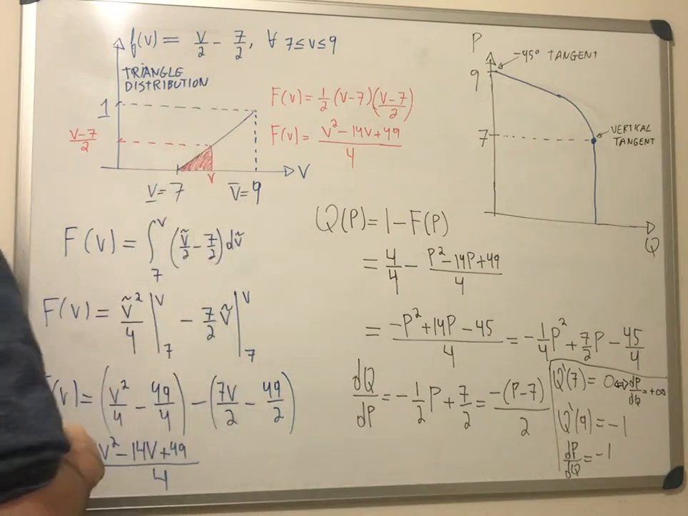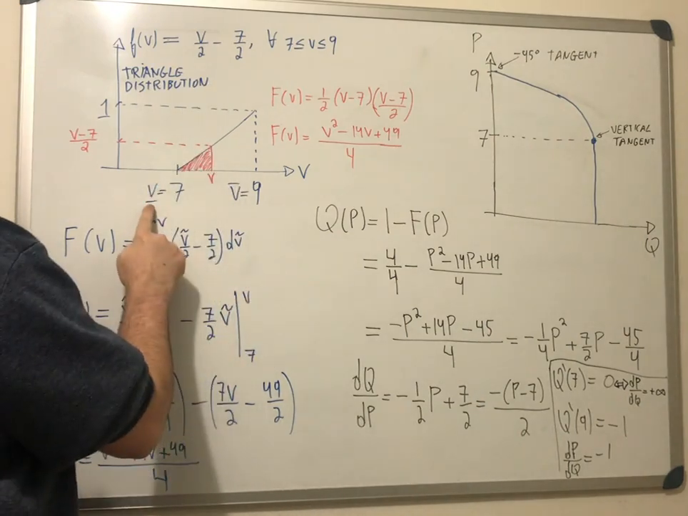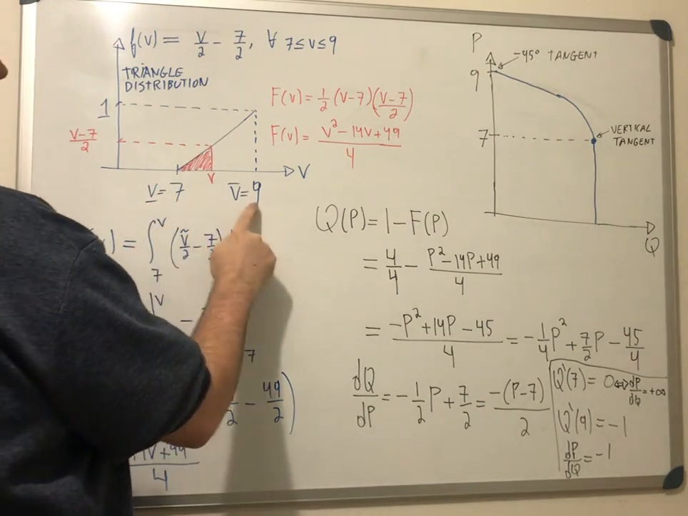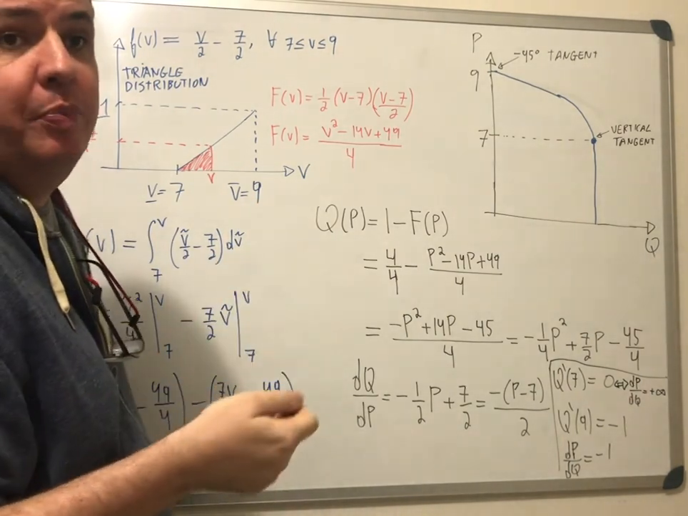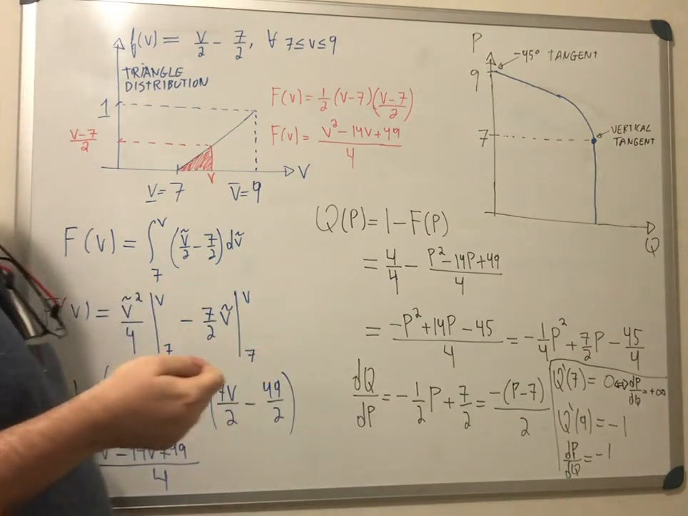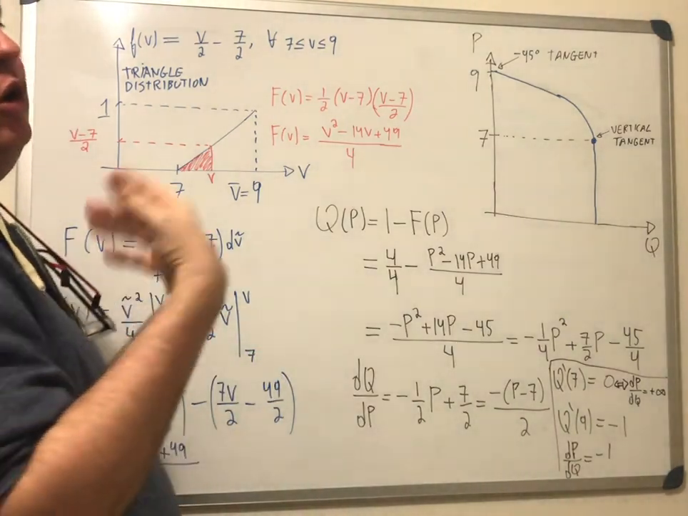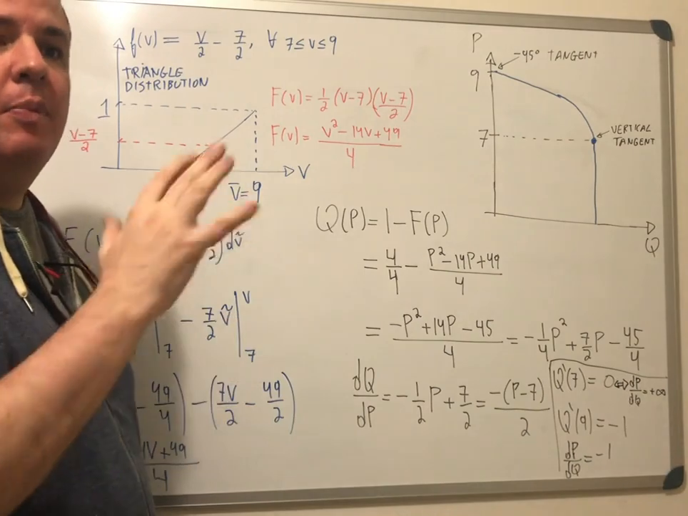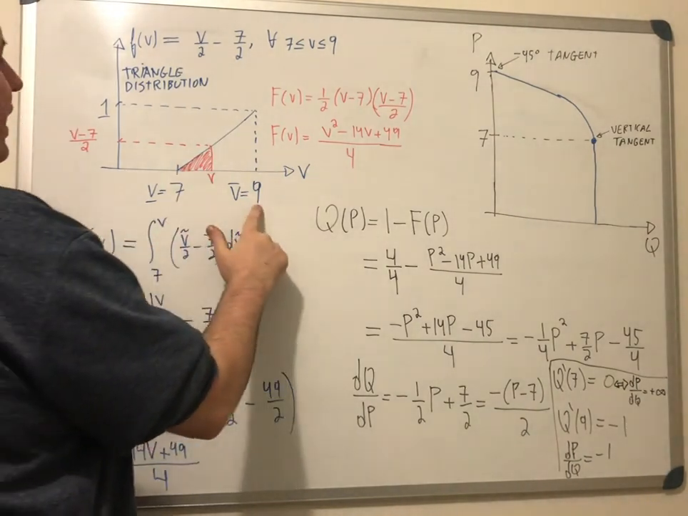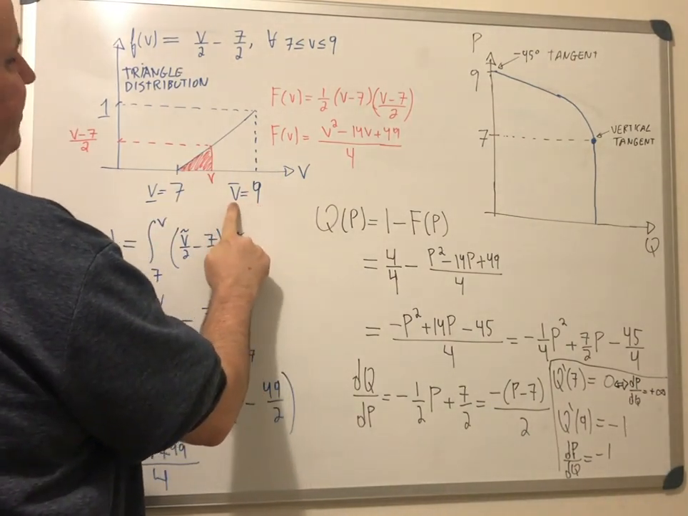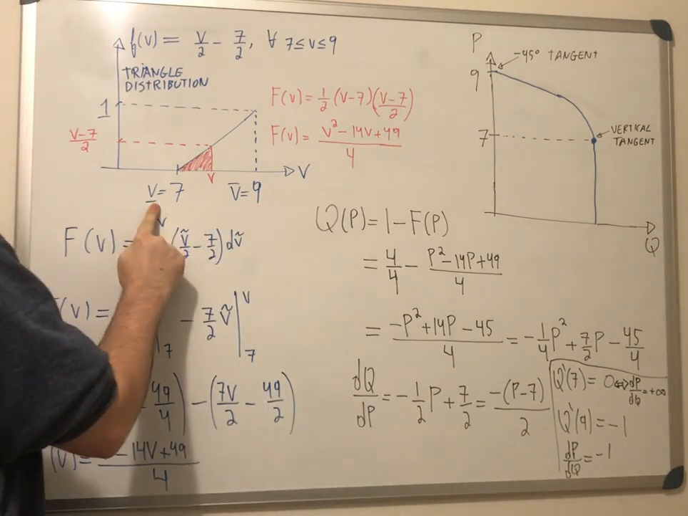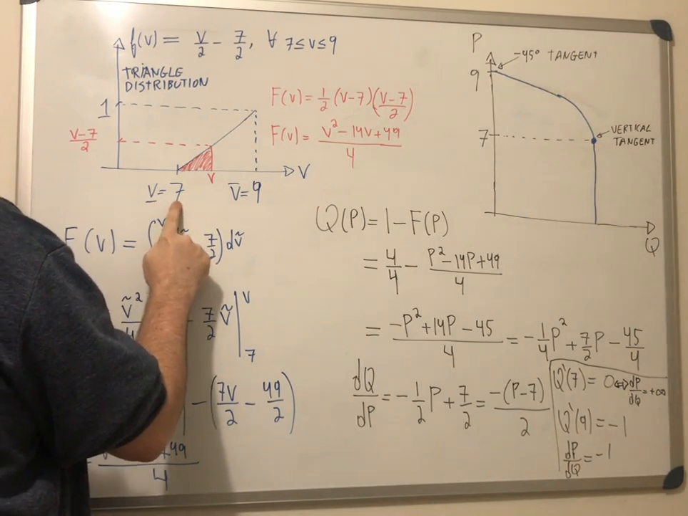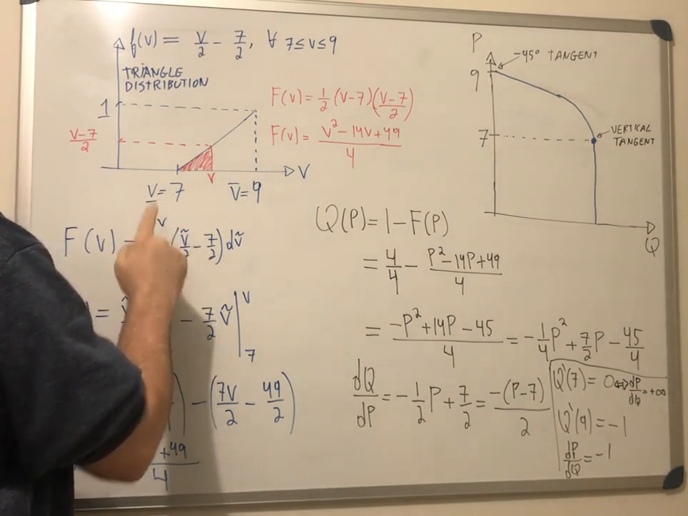Triangle distribution. Consumers have valuations between $7 and $9. Everybody willing to pay for the good has a maximum willingness to pay, or valuation, between $7 and $9. The consumer with the highest valuation would pay up to $9 for the product. The consumer with the smallest valuation would pay $7 for the good.